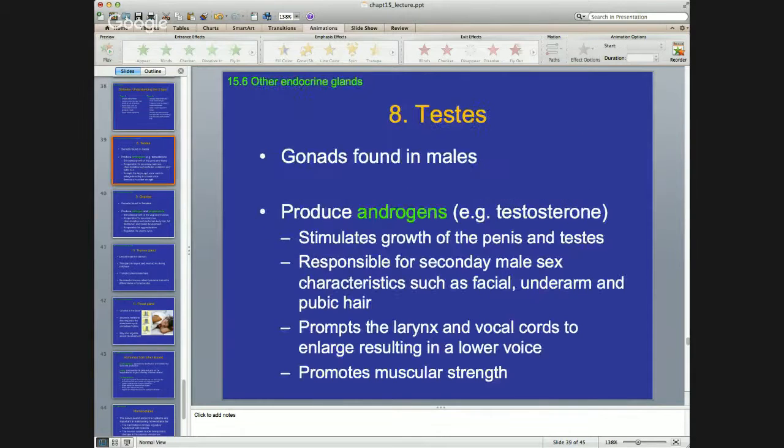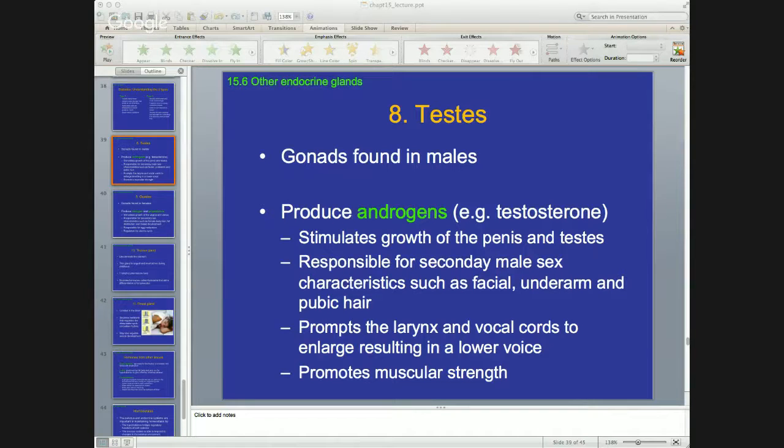Okay, next gland. Testes. These are glands found in only males. They are referred to as your gonads. So testes, another name for them is gonads, and they're found in males. They produce androgens. An example of that is testosterone.